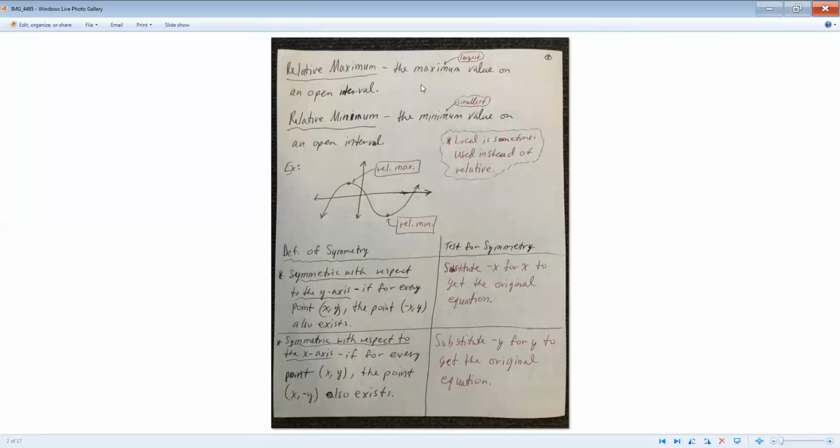Relative max is the largest or the maximum value on an open interval. Relative minimum is the minimum or the smallest value in an open interval. So it's the minimum or the maximum relative to an interval. Sometimes local is used instead of relative, so a local max or a local min.